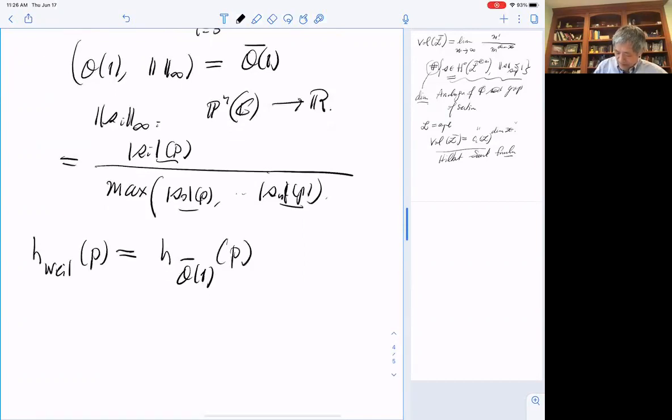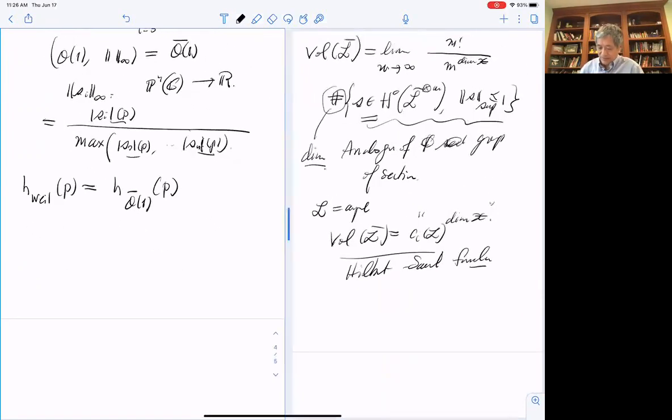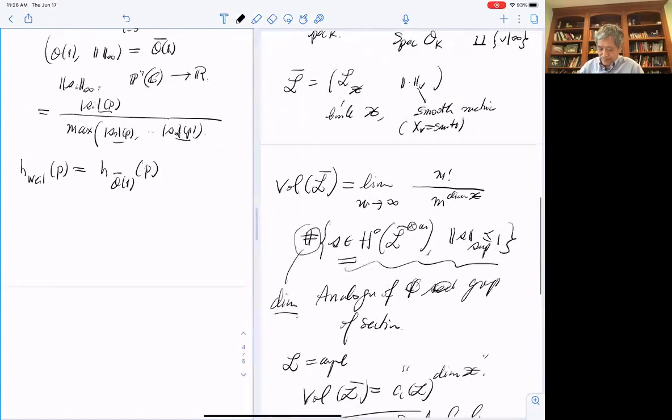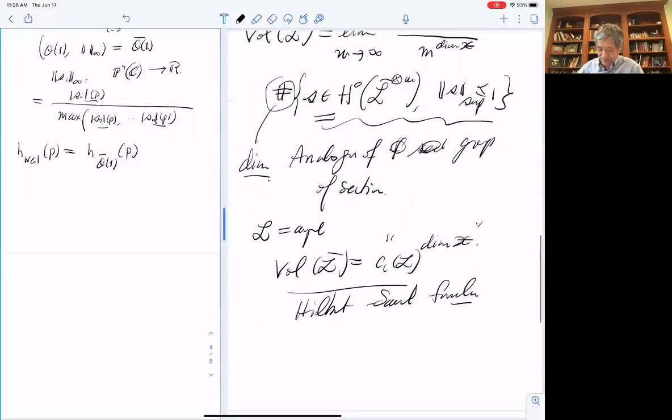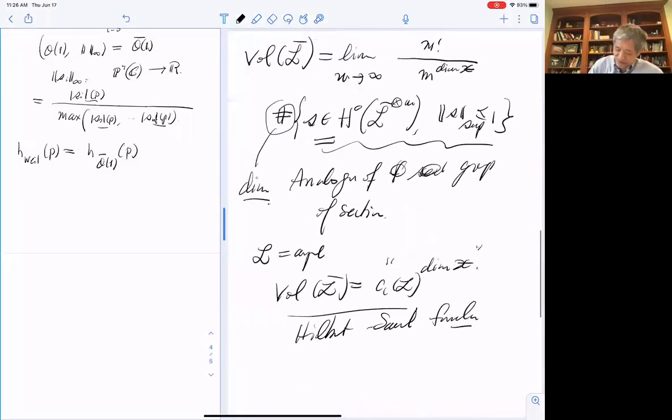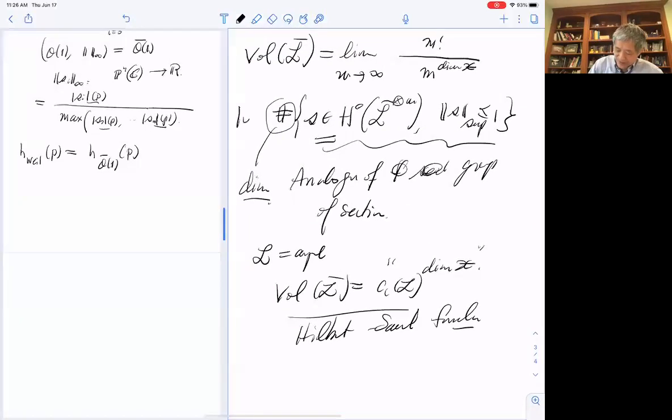Can I ask? Yes. About the volume formula? Yes. Is there supposed to be a log when you take the log of the number of sections? Oh yes, you're right. I was just thinking to make it more like a dimension. Yeah, this is a log. You're right. I mean, it's pretty clear for a function field of a finite field, right? Then the number is not, we're not going to get a dimension. You get a log.